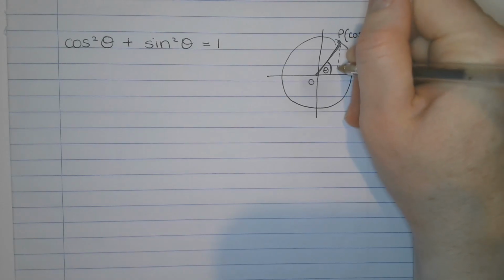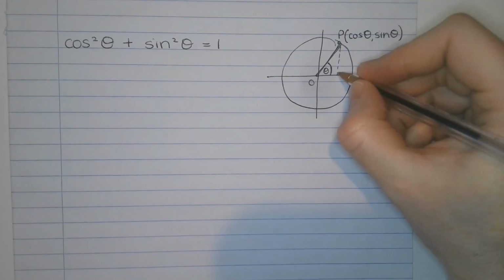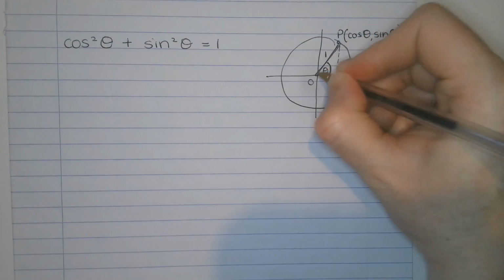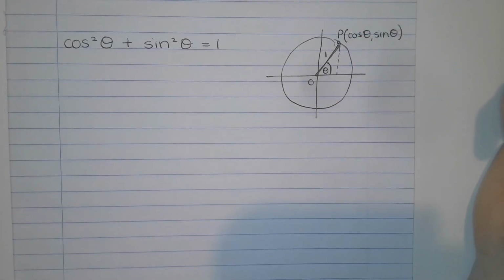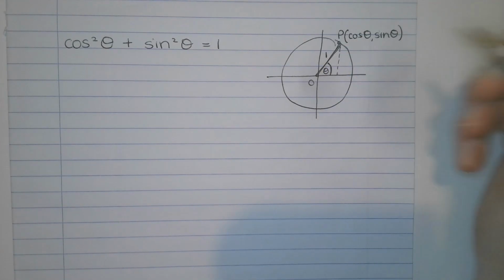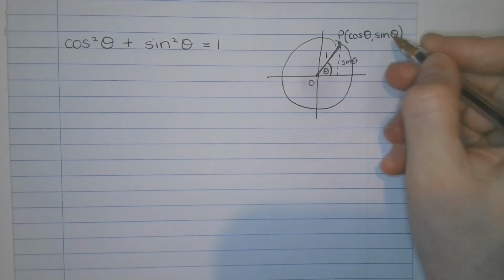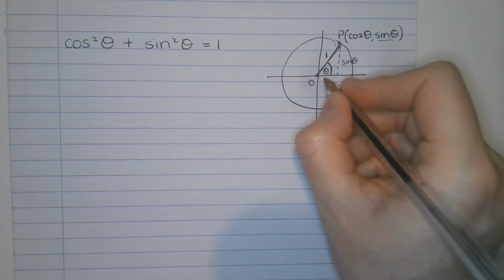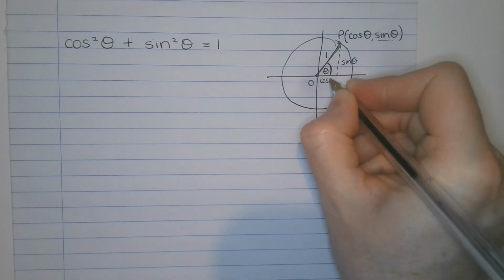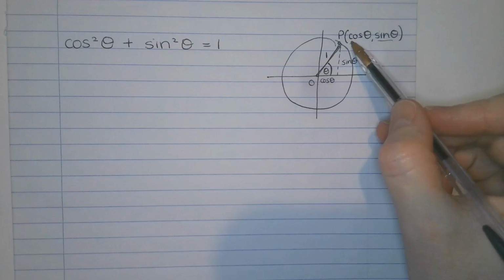And what we can do is label our right angle triangle. The length of OP, which is our radius, because it's the unit circle, is 1. The height of that triangle is sine theta, our y value, and the base of that triangle is cos theta, our x value in our point.